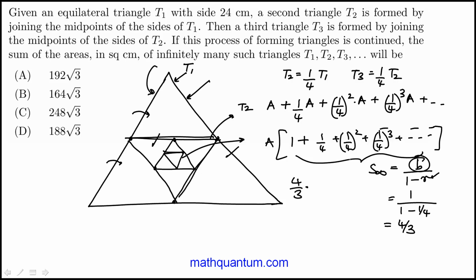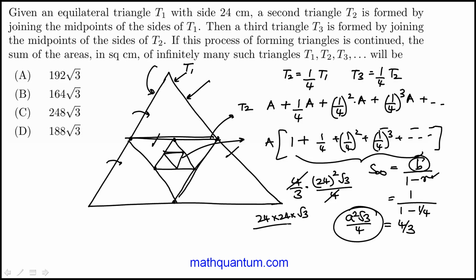area of the larger equilateral triangle, which is, using the formula, a squared root 3 over 4. That's the formula for the area of an equilateral triangle. So that becomes 24 times 24 root 3 over 3. That's 8. 24 times 8 is 192. So we get 192 root 3, which is choice A.